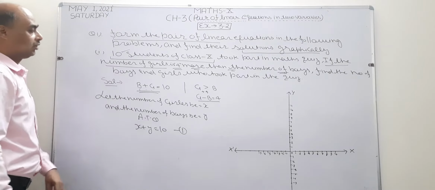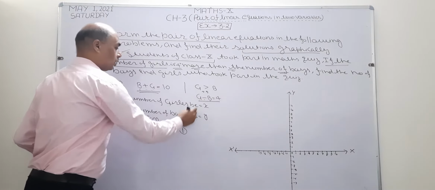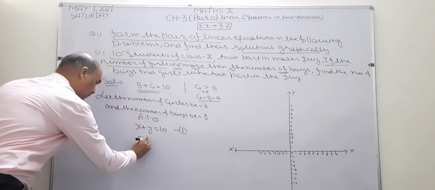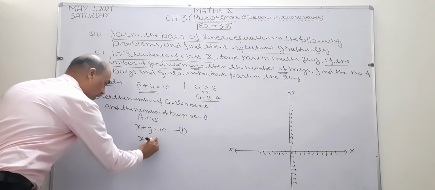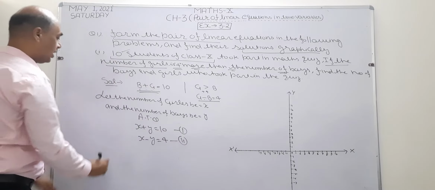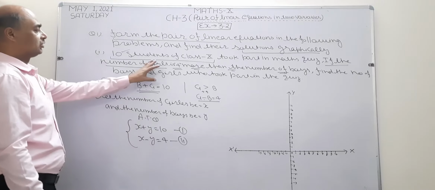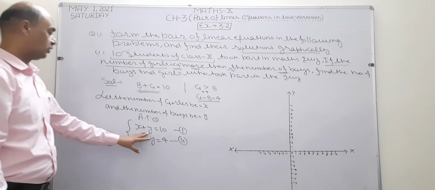Simple way. Now in the second case, number of girls minus number of boys equal to 4. Number of girls is X, number of boys is Y, so X minus Y is equal to 4. This is the second equation. Okay, this is the algebraic representation of the given statement. Now I am going to draw the graph of these two equations.